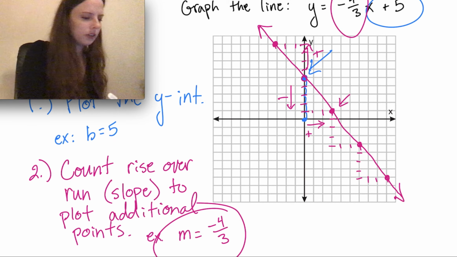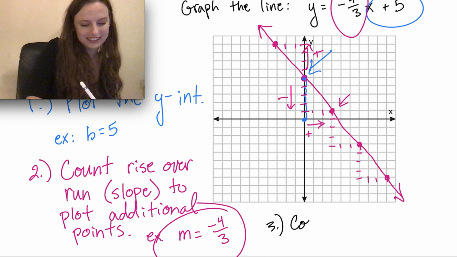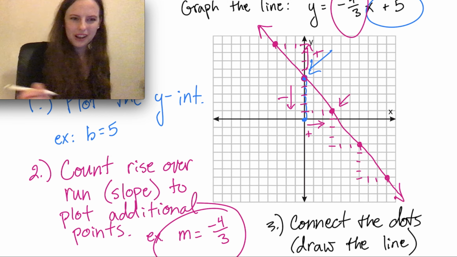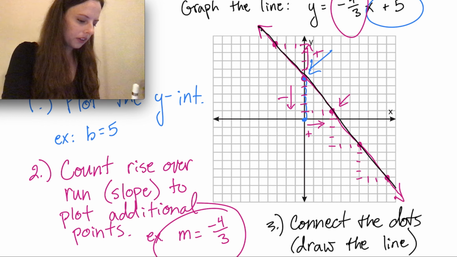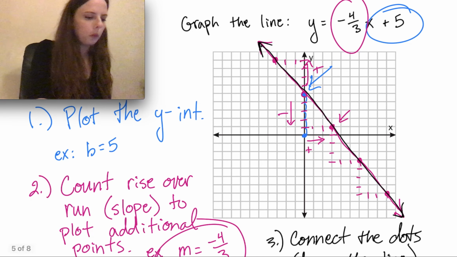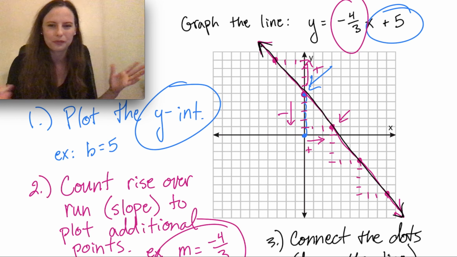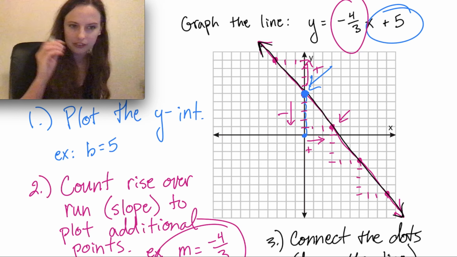So this would be step 3, which would be to connect the dots. That is, draw the line. Okay, so I'll do it over in black again. But there you go. So again, you're always, always, always starting with that y-intercept. There's really no other way to do it unless you just guess some random point that could be on the line. So start with that y-intercept, that's very key.